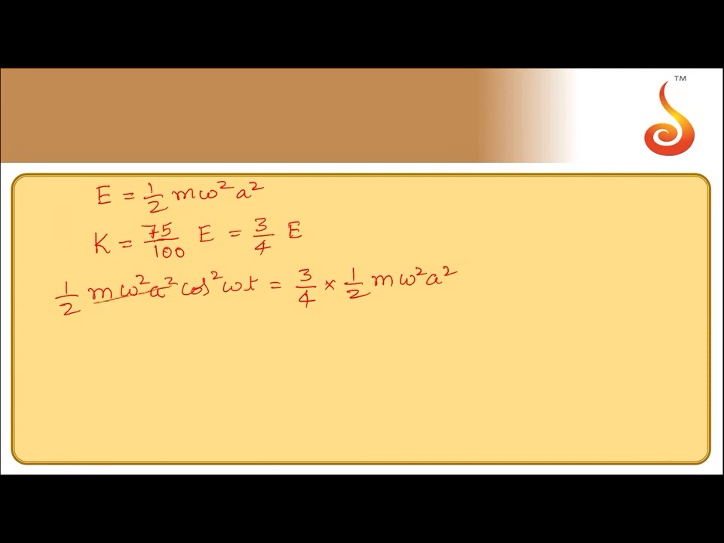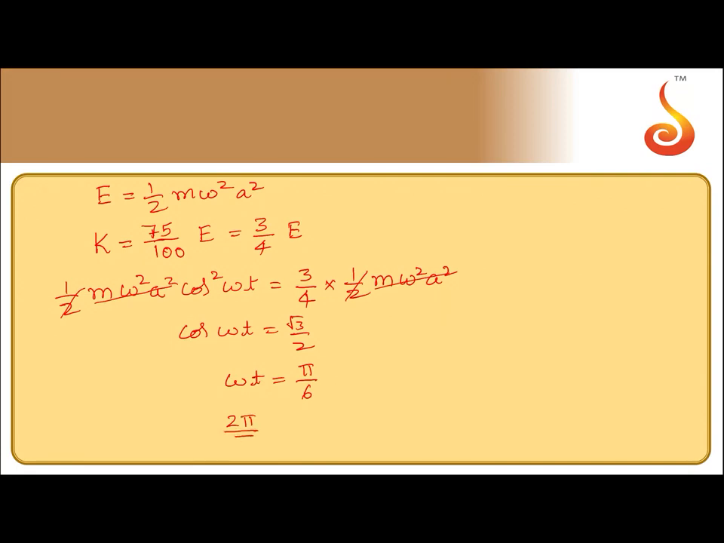So this is what you get. M omega square a square, half get cancelled. Cos square omega t is equal to 3/4. Cos omega t is equal to root 3 by 2. So omega t is equal to pi by 6, that is 30 degree.